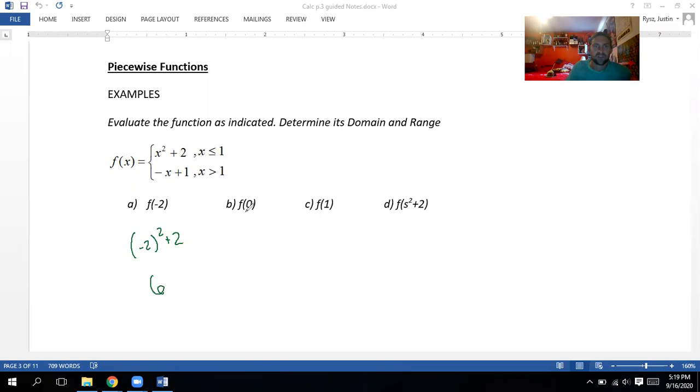All right, next one, 0. Where does 0 go? Is 0 less than 1, or is it greater than 1? 0 is less than 1, so we're going to plug it into the top one. So 0 squared plus 2, that'd be 0 plus 2, which is 2.